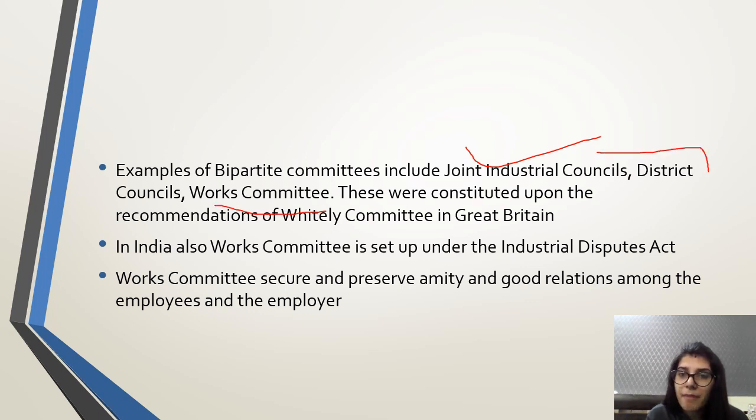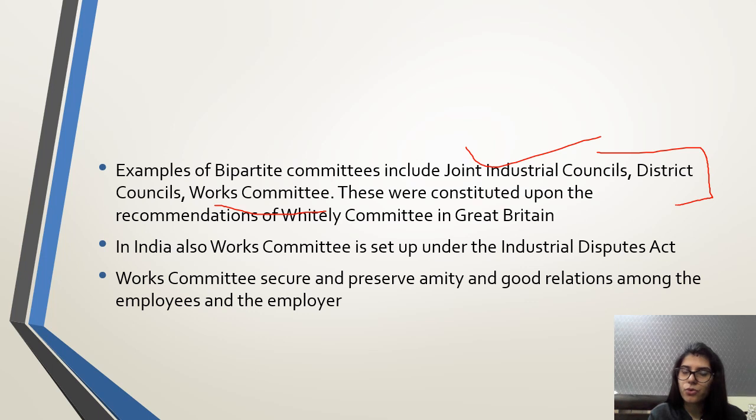Now you need to remember these, because you know often in exams it is also asked which of the following is a bipartite committee, okay, or which of the following is a tripartite committee. So today I am teaching you bipartite committees, and soon in other classes, whenever I will just be going forward on industrial relations, I would be teaching you other tripartite forms of committees as well. Okay, so you should know these things.